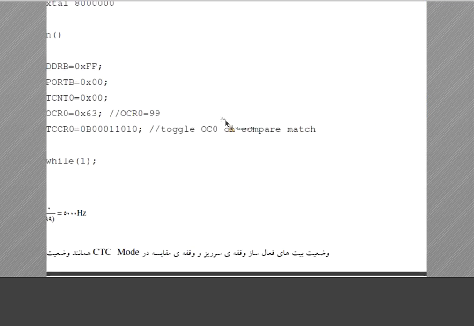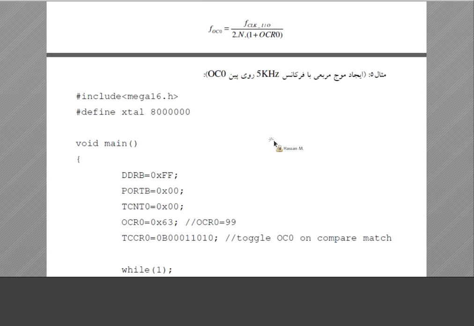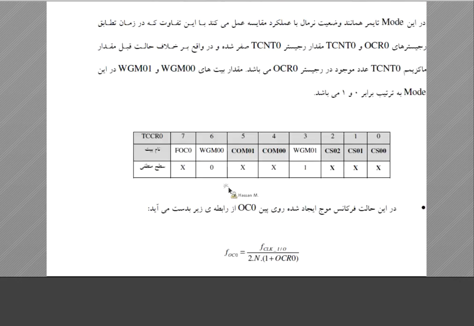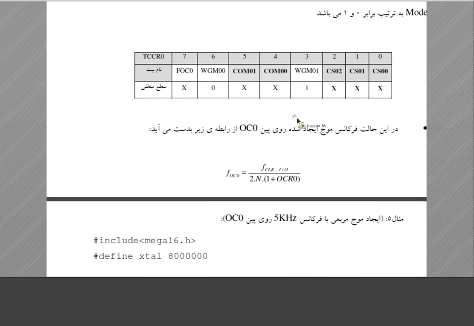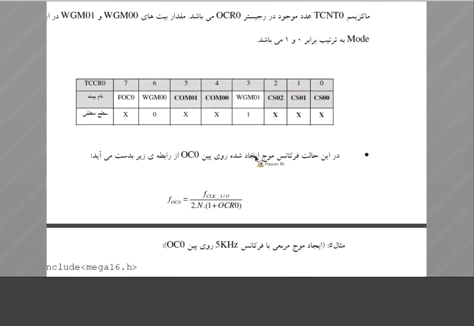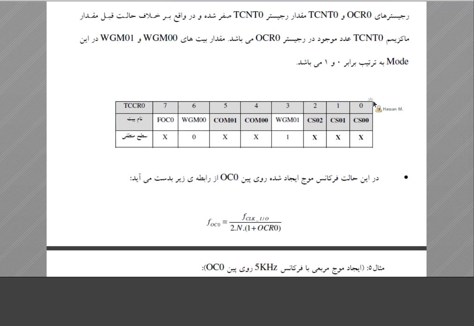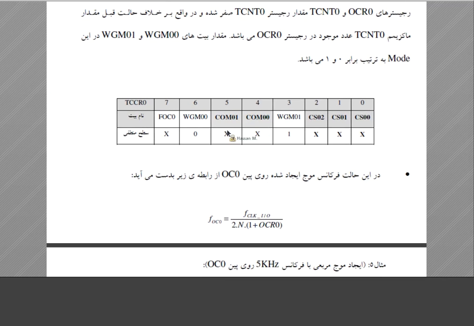Here, CTC mode. We explain these two items: 0 0, 0 1, 1 0, and for toggling we set 0 1. 0 1 means toggling the OC pin.